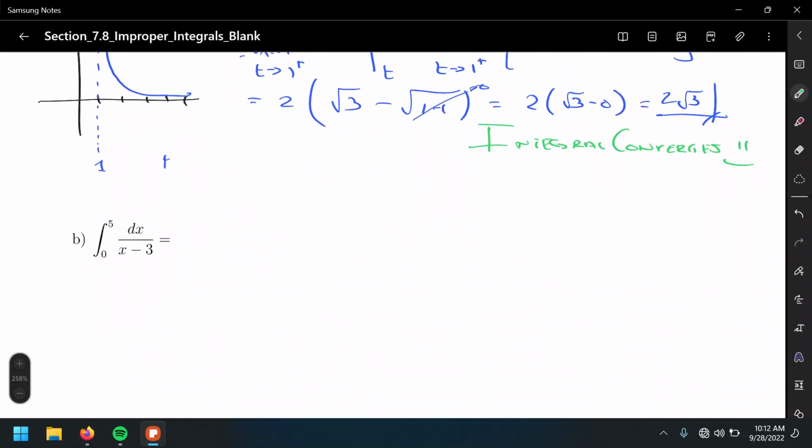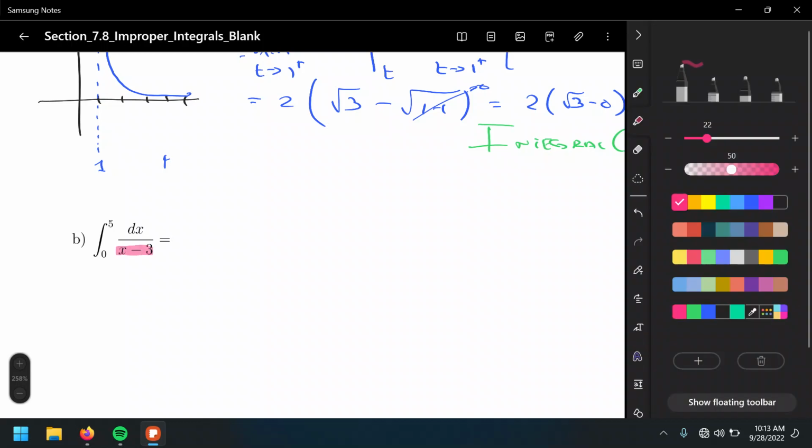So let's have a look at the second integral. We have the integral between 0 and 5 for the function f of x equals 1 over x minus 3. So number one, if we look at the domain of this function, notice that the function won't be defined for x equals 3. And x equals 3 is contained in the interval 0 to 5. So we are going to have the discontinuity somewhere, not exactly in the middle, but somewhere in between the limits of integration.